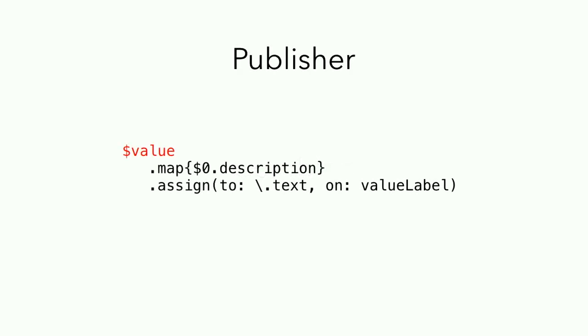We have 3 pieces in Combine. We have a publisher, so that was this dot value. My publisher is saying, here's something that you might be interested in. I'm sending it out. And my subscriber says, I am interested in it. I want to do something with that thing. And in between a publisher and a subscriber is an operator. And an operator says, you're giving me an int, and I want a string, so I have to change it somehow. And we saw map, and we saw filter, and we saw zip. We saw a couple different things.